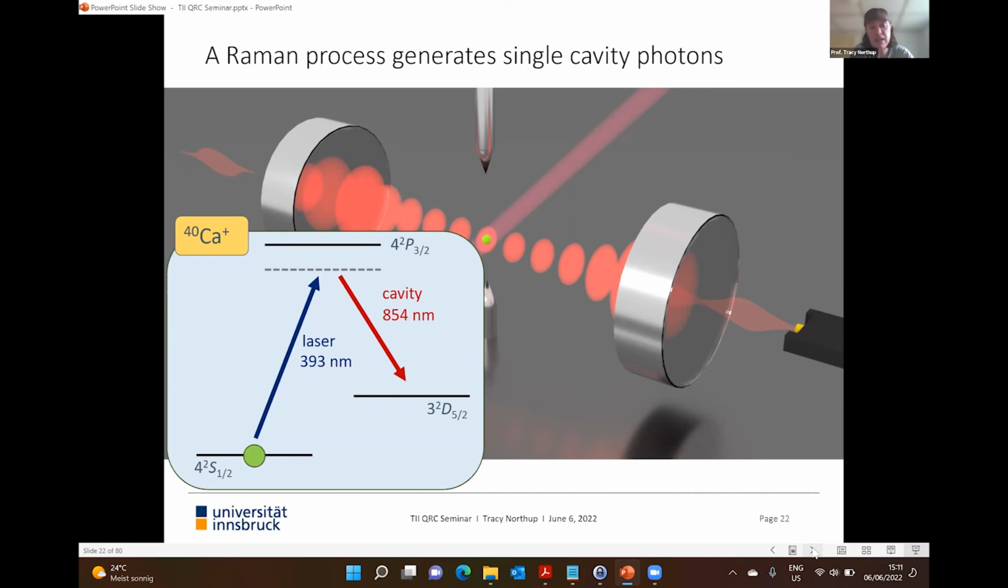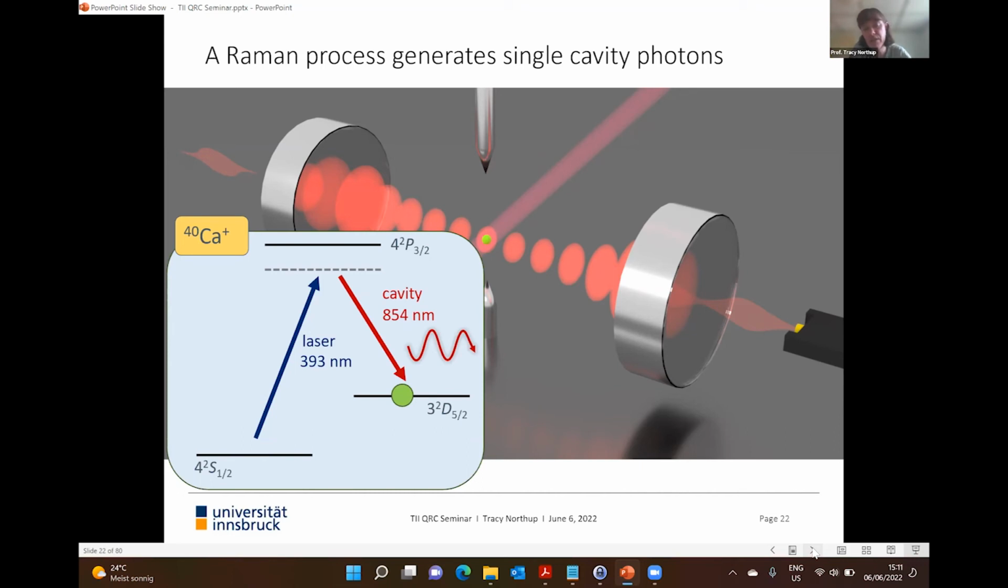So if in this diagram we have an atom or an ion in the left-hand ground state, this S1/2 ground state, and now we introduce a laser that's slightly detuned from the P3/2 excited state, and we couple a cavity also slightly detuned from that excited state to the second ground state. It's actually a metastable state because the lifetime is about a second. That creates now an energy difference between the laser and the cavity that matches the energy difference between the 2 ground states.